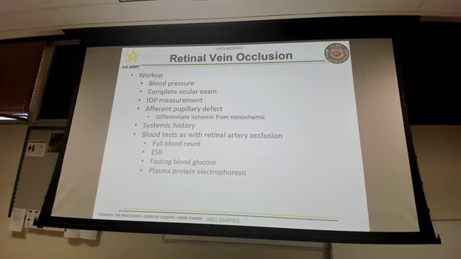Your workup is, again, very similar for your CRVOs and your BRVOs. You're going to order blood tests, lab work, and from an optometry standpoint, we're doing the complete eye exam, checking the IOP, the intraocular pressure, and then seeing if there's an afferent pupillary defect. In the ischemic form, the severe form, we're going to see the APD, and in the non-ischemic, not so much.